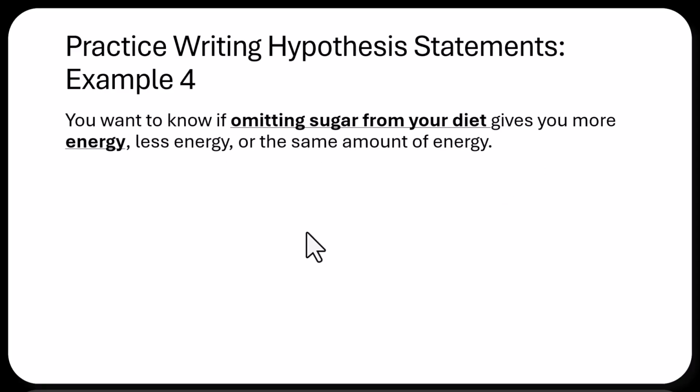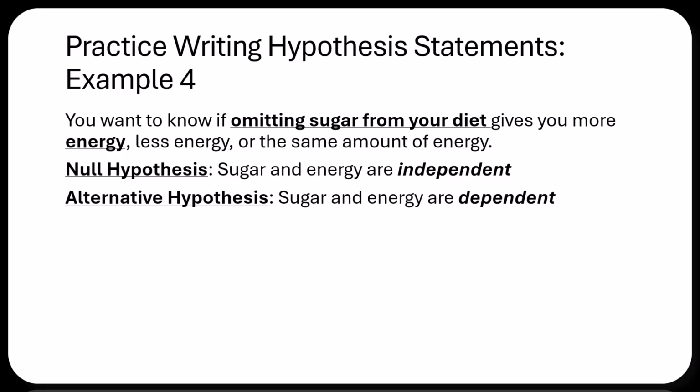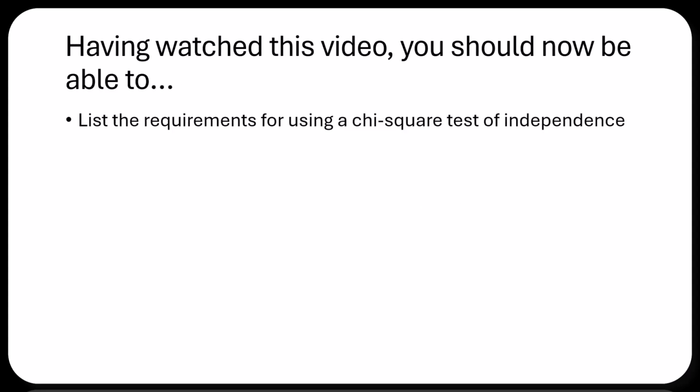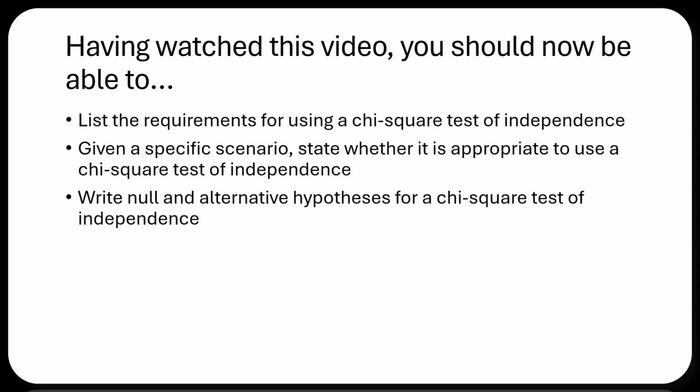Example 4. You want to know if omitting sugar from your diet gives you more energy, less energy, or the same amount of energy. The null hypothesis is that sugar and energy are independent, and the alternative hypothesis is that sugar and energy are dependent. Having watched this video, you should now be able to list the requirements for using a chi-square test of independence, and given a specific scenario, state whether it is appropriate to use a chi-square test of independence. You should also be able to write the null and alternative hypotheses for a chi-square test of independence.